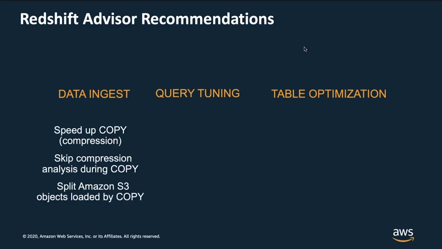The Amazon Redshift Advisor provides a rich set of recommendations for your cluster across the categories of data ingestion, query tuning, and table optimization. For data ingest, it will look at all the copy commands running on your cluster and identify opportunities to speed them up or to optimize them to increase throughput of data loading into the cluster. For example, it will recommend whether or not the data should be compressed in S3 to speed up copy times, or whether it makes sense to split up the S3 files into multiple parts to take advantage of the parallelization of the copy statement.